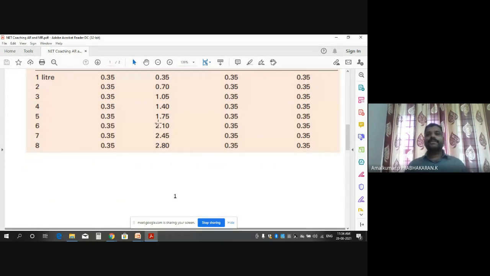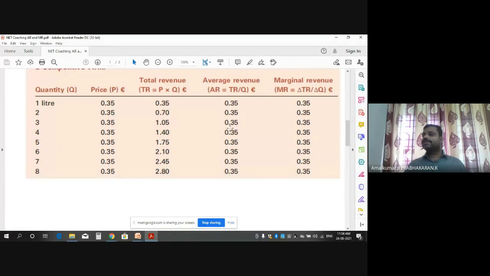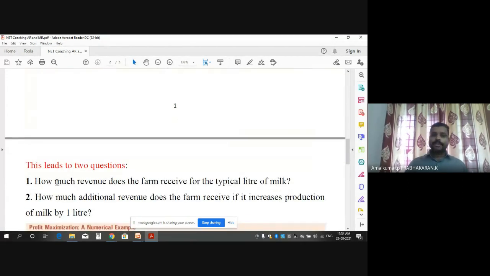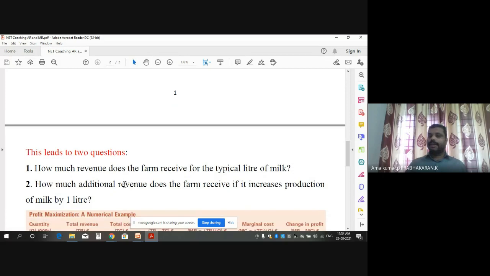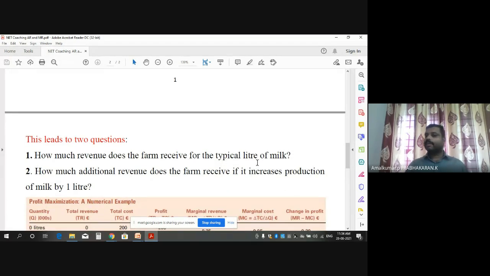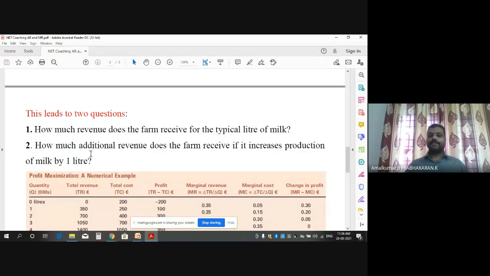This example leads to two different questions. The first one is, how much revenue does the farm receive for a typical liter of milk? And the second, how much additional revenue, that is the marginal revenue, does the farm receive if it increases the production of milk by 1 liter?